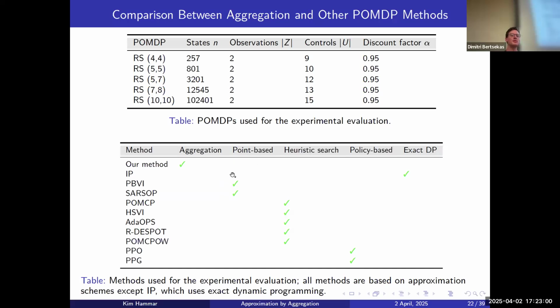And then you have a couple of methods that are so-called point-based, which have some similarity with aggregation, but are still quite different because they use a different dynamic programming operator than we use in aggregation. In aggregation, we use the classical Bellman operator, whereas in point-based, they use a slightly different one based on so-called alpha vectors. You can look it up if you are curious about this.